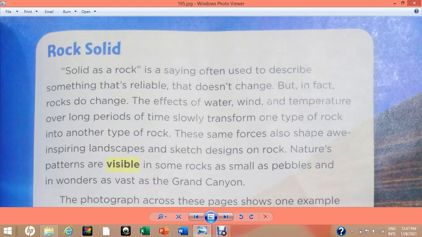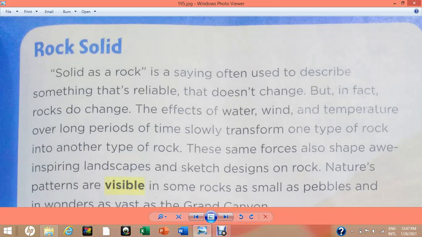The whole lesson has been divided into different categories. Each category has been given a proper headline. The first headline is Rock Solid. Solid as a rock is a saying often used to describe something that is reliable, that doesn't change, but in fact rocks do change. The effects of water, wind, and temperature over long periods of time slowly transform one type of rock into another type of rock.